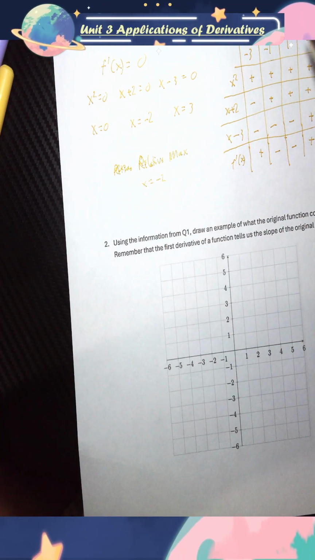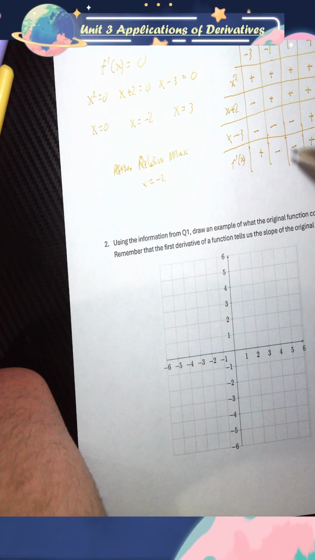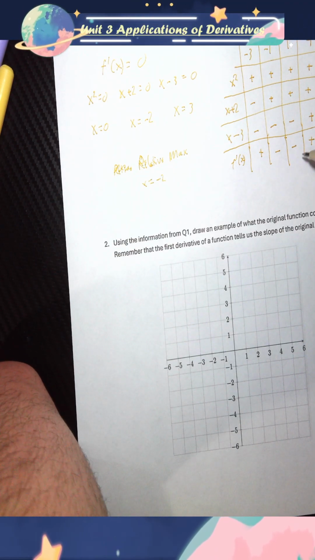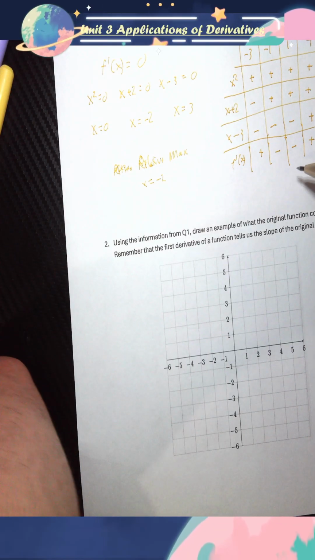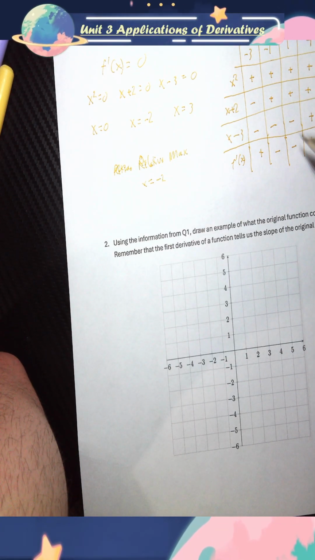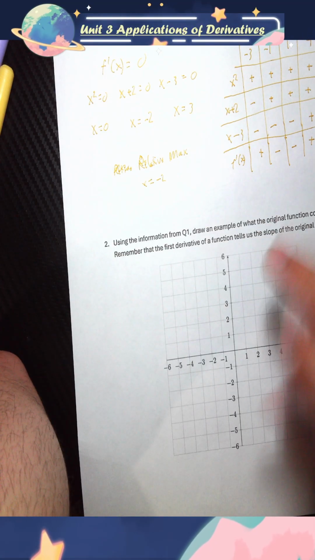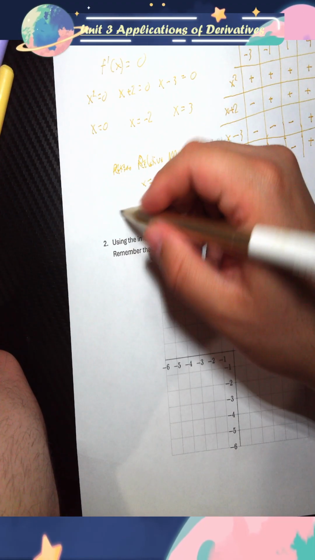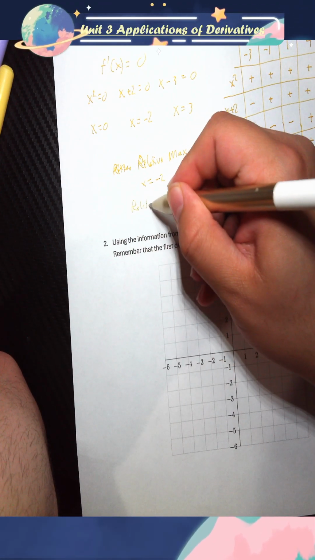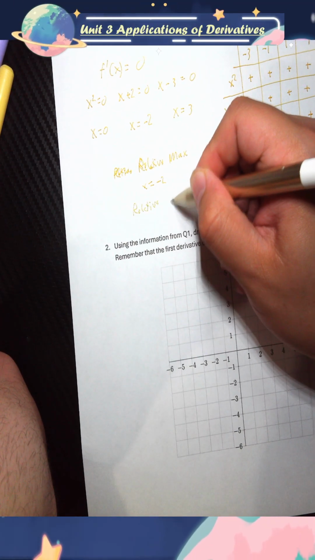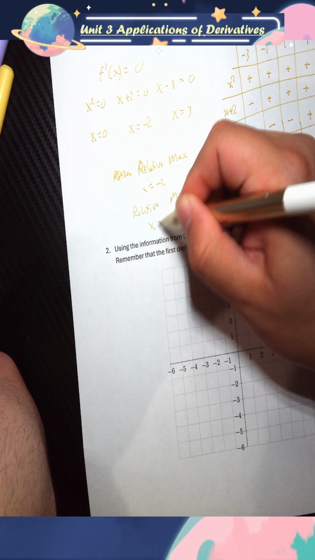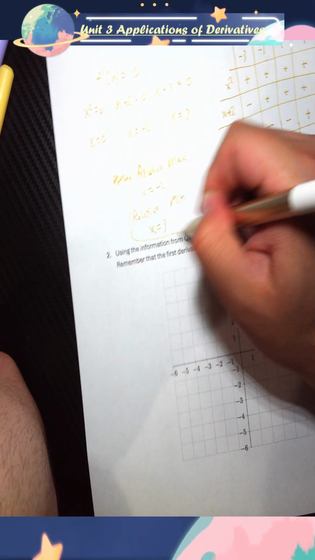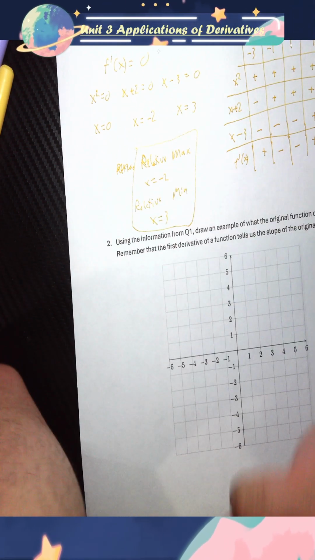It's not done though. We can still have more technically. From 0, it went from negative to negative. So it's not either a max or a min. And then for 3, it went from negative to positive. So it rose. So that means that at 3, we have a relative minimum at x equal to 3. And that's your answer for these.